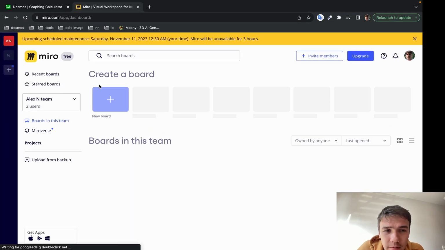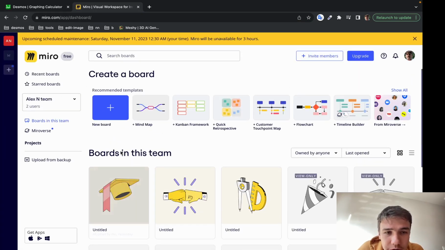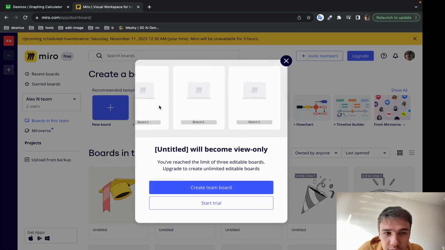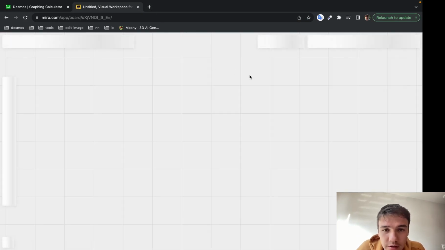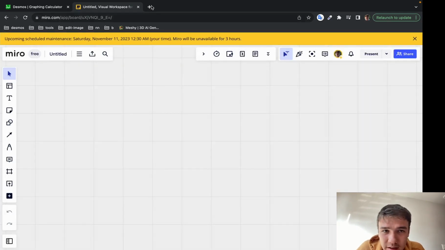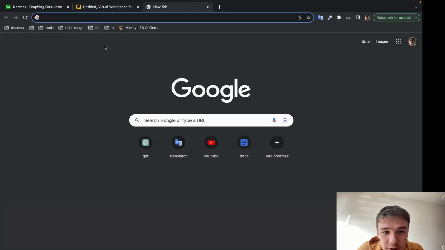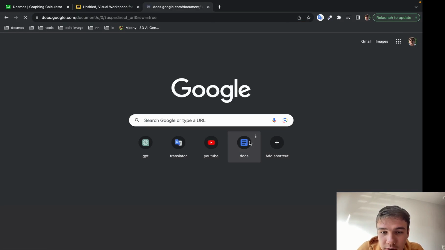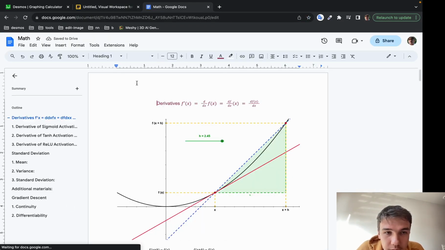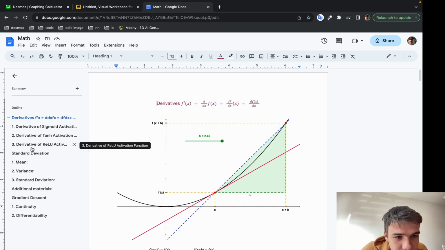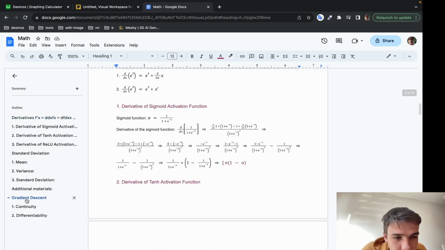I think that's it. The last thing I'll use is Google Docs, because I need to create a team board. I need to explain to you what gradient descent is. So let's dive into it. I'm going to open my Google Docs. Where is it? It's here, and then math. Inside here I have the topics about derivatives, standard deviation, and then gradient descent.